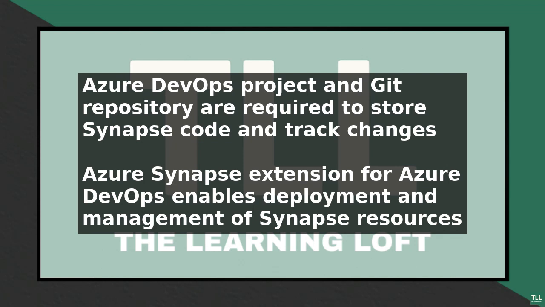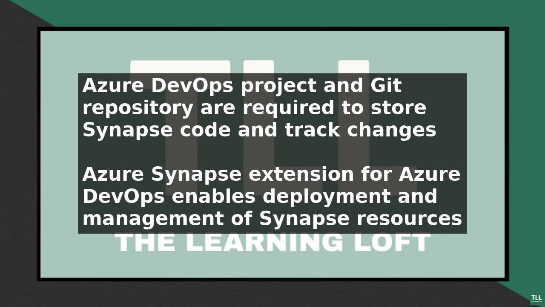Next, create a Synapse workspace and link it to your Azure DevOps project. This will enable you to deploy your Synapse code from your Git repository to your Synapse workspace. You can also use Azure pipelines to automate the deployment process and ensure that your code is thoroughly tested before it is deployed.